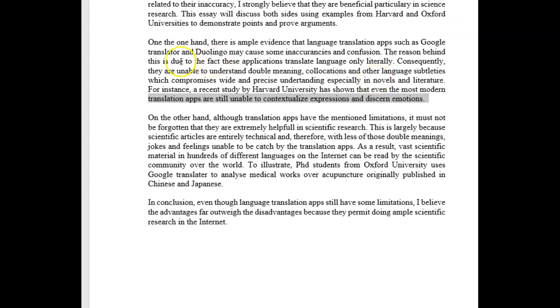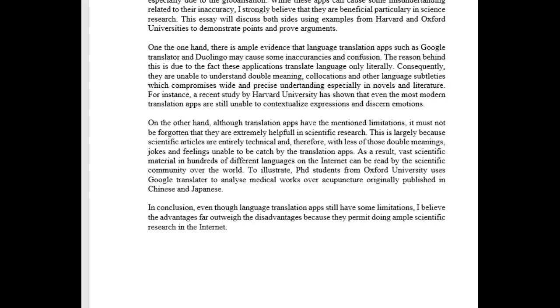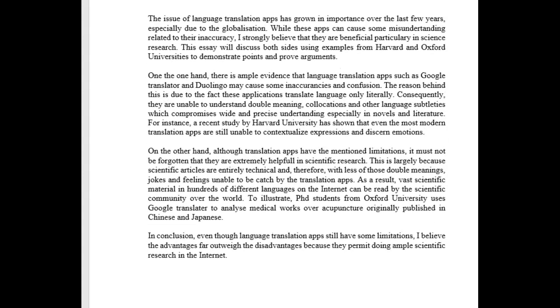Let's go on. On the one hand, careful with your typing, it's on the one hand. There's ample evidence that language translation apps such as Google Translator and Duolingo may cause some inaccuracies and confusion. The reason behind this is due to the fact that these applications translate language only literally. Consequently, they are unable to understand double meaning, collocations, and other language subtleties, which compromises wide and precise understanding. Careful with your typing, especially in novels and literature. For instance, a recent study by Harvard University has shown that even the most modern translation apps are still unable to contextualize expressions and discern emotions. All right, lovely. Some really nice language there, some really good vocabulary, so that's all very lovely.